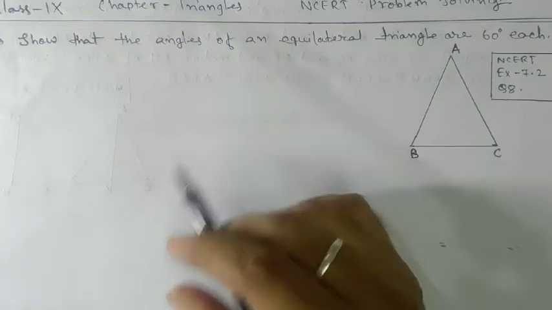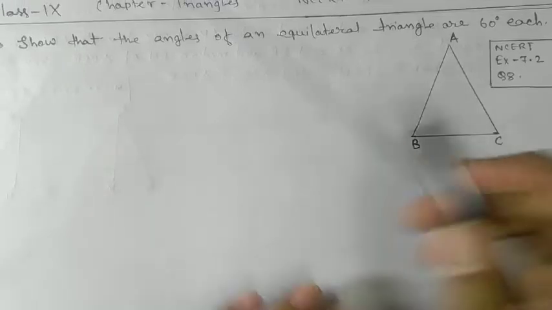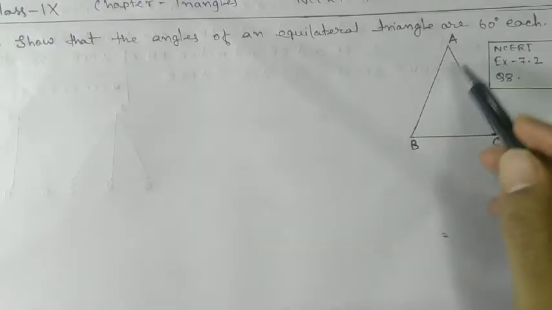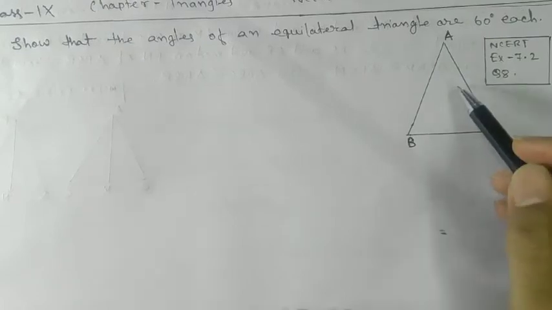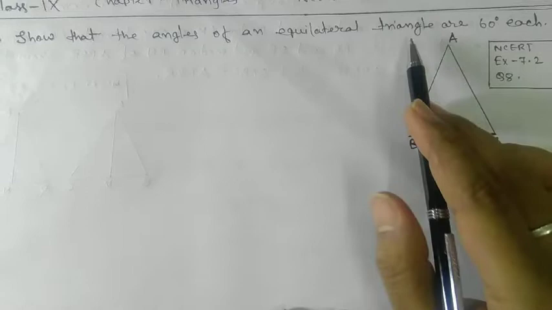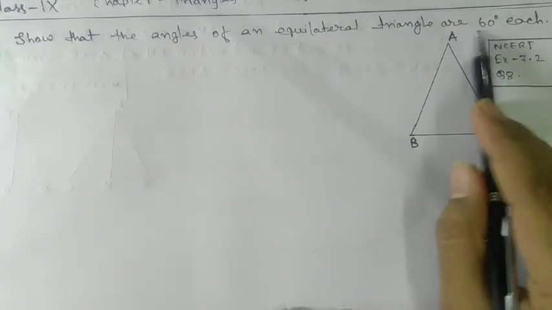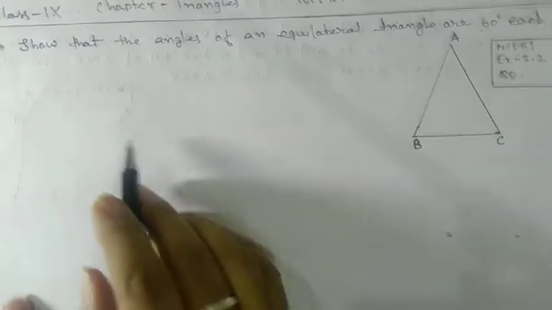So student, today we're going to see two problems related to NCERT. Okay, so here the first problem. Show that angles of an equilateral triangle are 60 degrees each. That means it has given you that ABC is an equilateral triangle and you need to prove that each angle is 60 degrees. Okay, we know the property of an equilateral triangle is this one, but right now we're going to prove this property. Okay, so how?